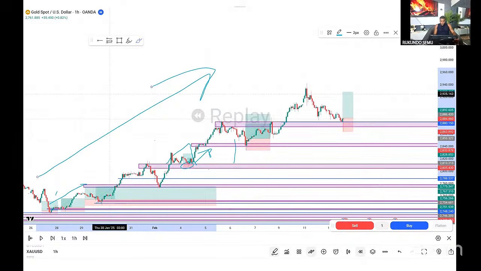So now we are going to do what? We said we look at four major things. We look at the nature of the market. If it is uptrend, we look for buys. If it is downtrend, we look for sells. So this is the uptrend.